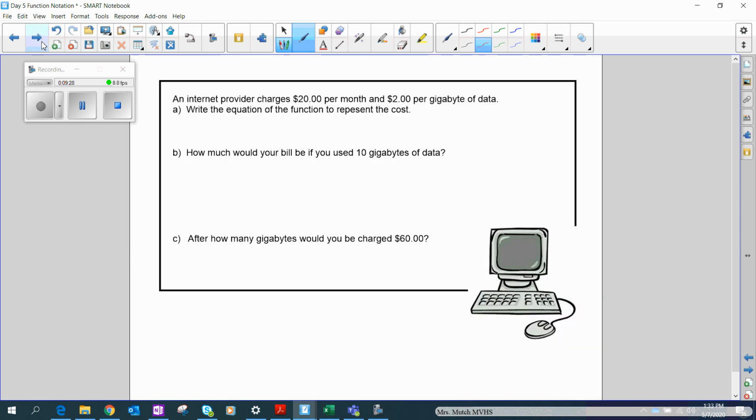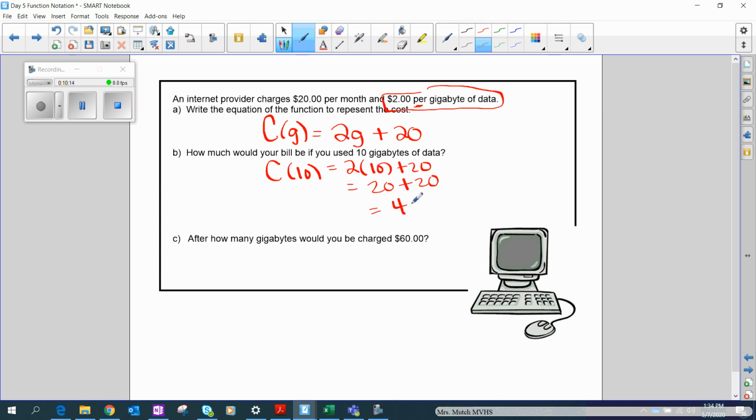Okay. Internet provider charges $20 a month and $2 per gigabyte of data. Write an equation of the function. Okay, so I'm going to say C for cost again, and maybe I'll say G for gigabyte this time. This is the one that varies. Like, I guess this word per is kind of a standout for that. So it's going to be $2 per gigabyte plus $20 no matter what. Same numbers here. Cost of 10 gigabytes, it'd be 2 times 10 plus 20. So it'll be 20 plus 20. So we got $40. Your bill would be $40 if you use 10 gigabytes.